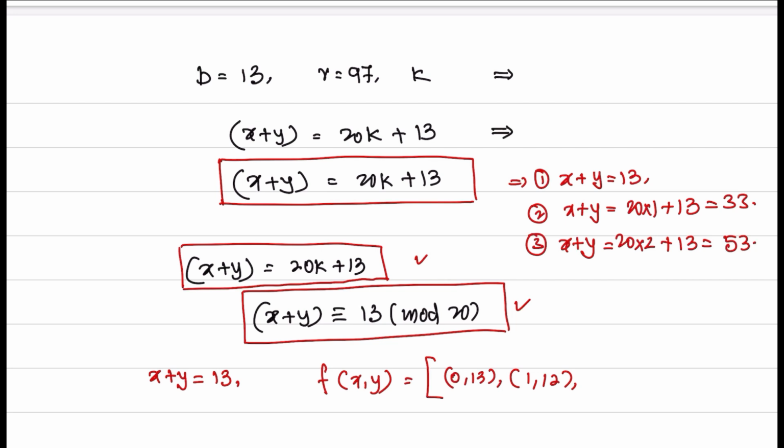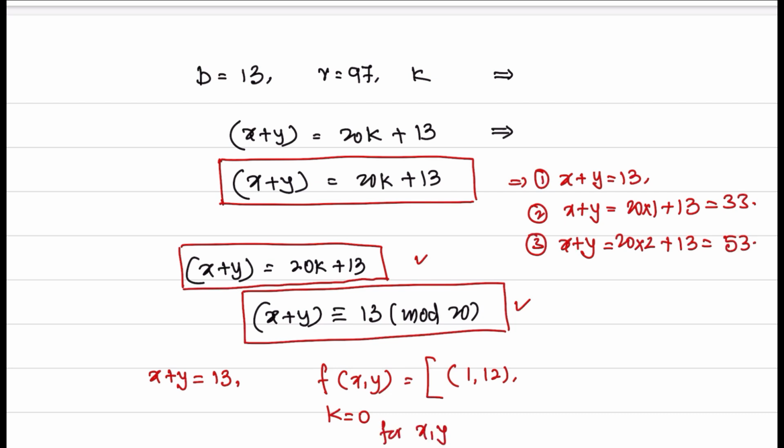If k is equal to 0, x plus y is equal to 13, then we can have a combination. If we want positive integers, for k is equal to 0, what are the combinations? The pairs will be 1 and 12 for positive integers.